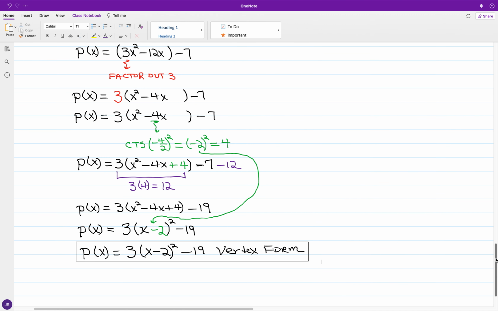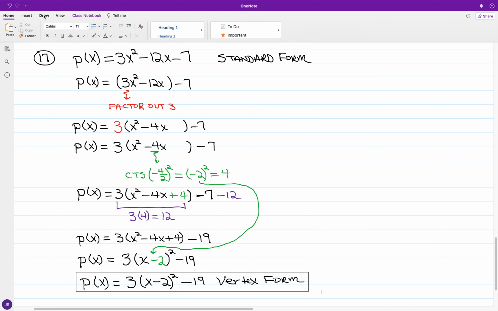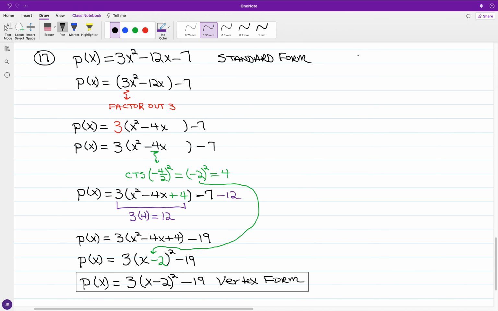Okay, now we'll look at number 20. For this one, we have d of x in standard form: negative 3x squared minus 9x plus 8. Just like what I did earlier, I'm going to separate the variable terms apart from the constants, and the variable terms happen to both be negatives.